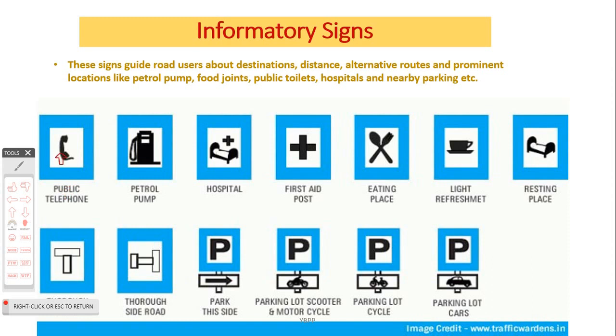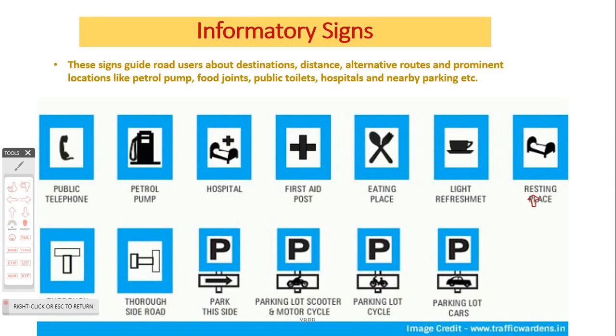In this, a red border, blue border is there, and a phone is there. Then petrol pump, symbol of petrol pump. This symbol is of hospital. Bed and plus symbol is there. Then this is a first aid post. Eating place, that is hotel. Then light refreshment or breakfast, cup and tea is there.